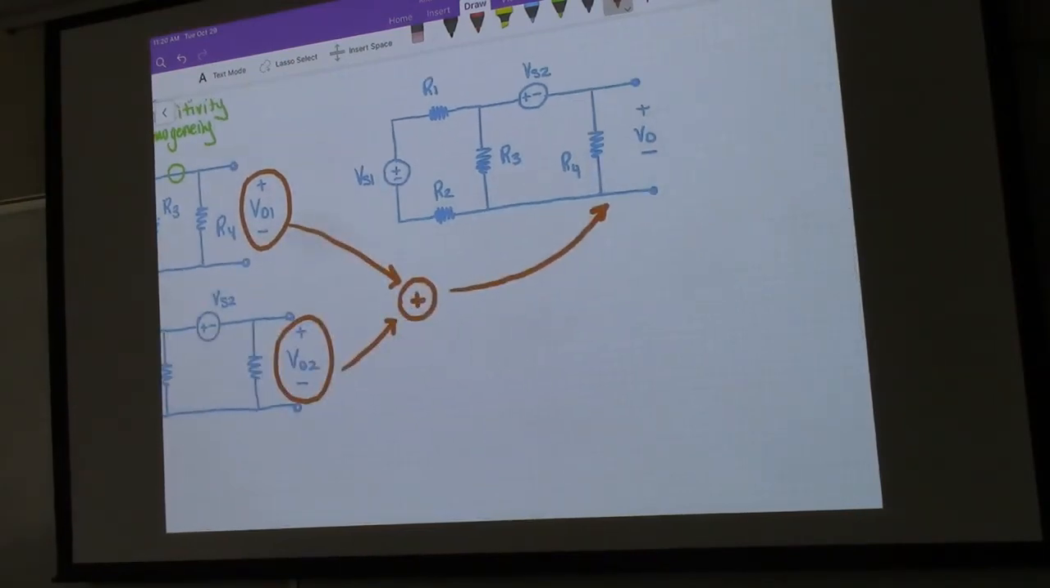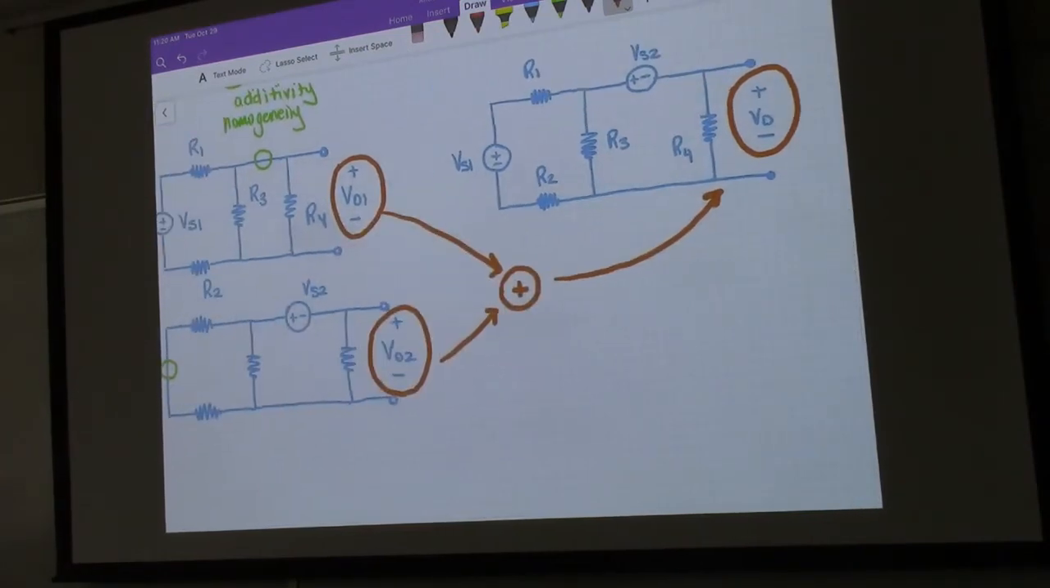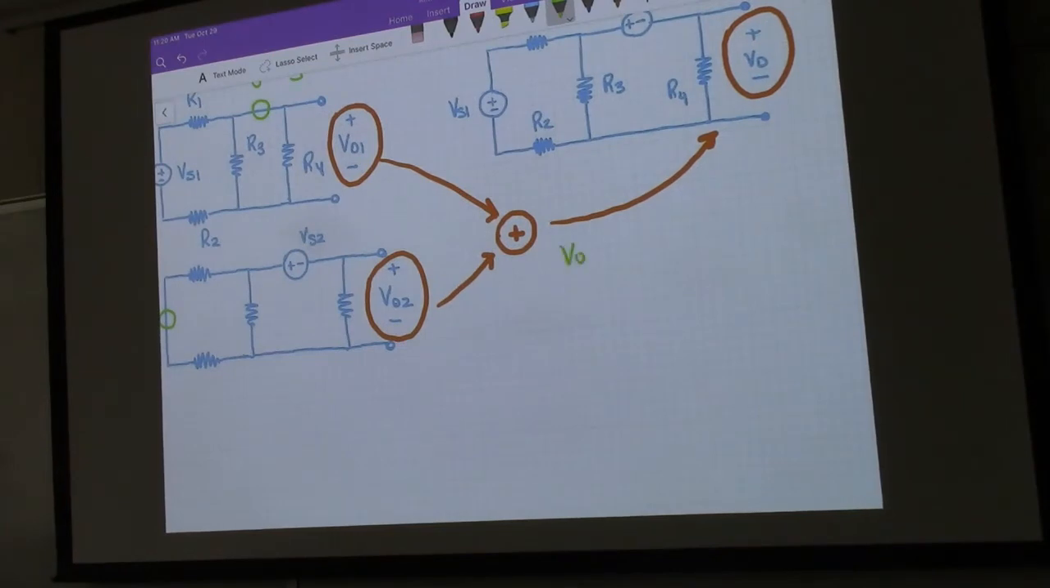Okay? So superposition, as far as circuits are concerned, tells us that we can apply independent sources individually, look at their individual effect, and then combine them together, using addition, in order to determine their overall effect. Okay, and we can do this for more than two sources. If there were 3, 4, 100, whatever, you could analyze it each time individually.